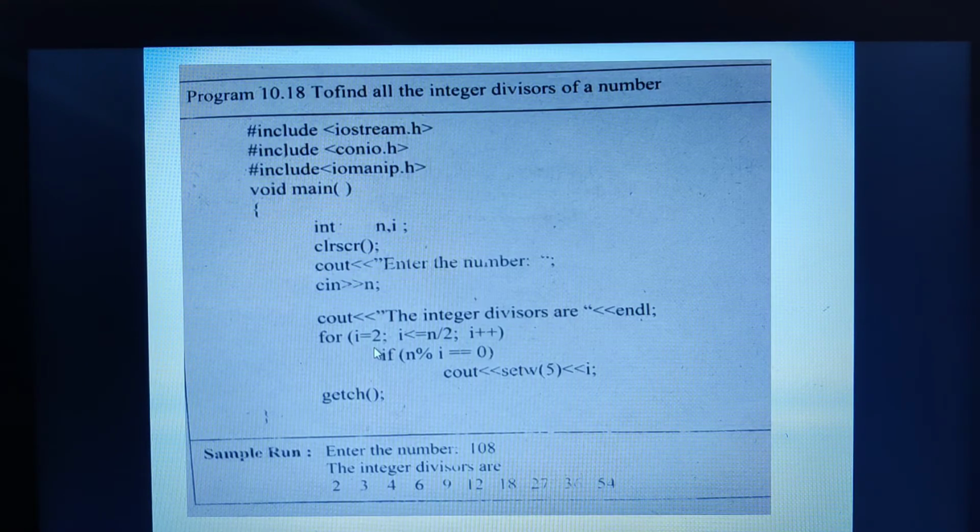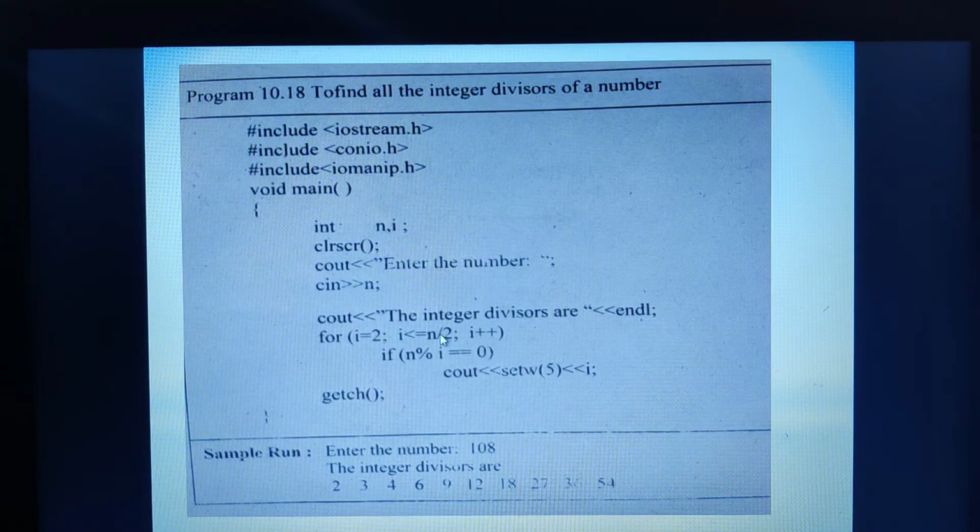As I said, if I am taking the number as 12, its integer divisors will lie within half of the range of that given number, like 1 to 6. If I am taking 14, that will be 1 to 7. Therefore, the logic I have written: i is equal to 2, followed by i should be less than or equal to n divided by 2, that means to make the half.